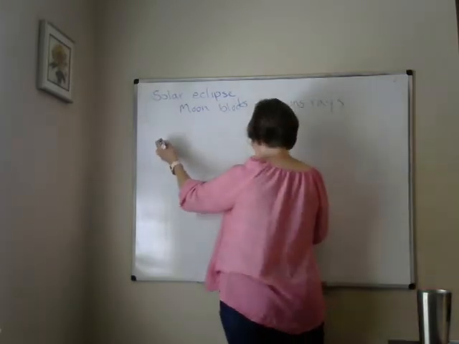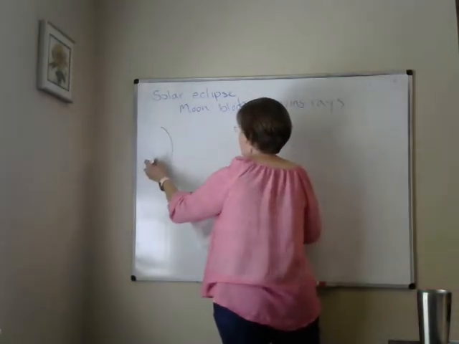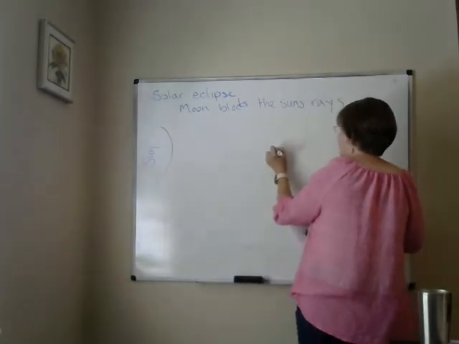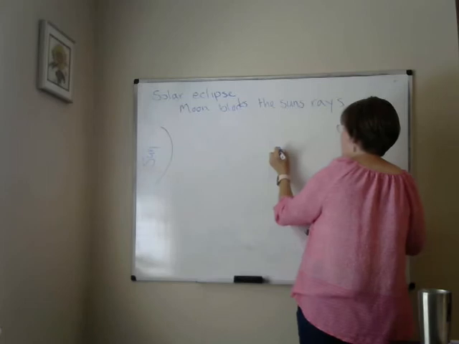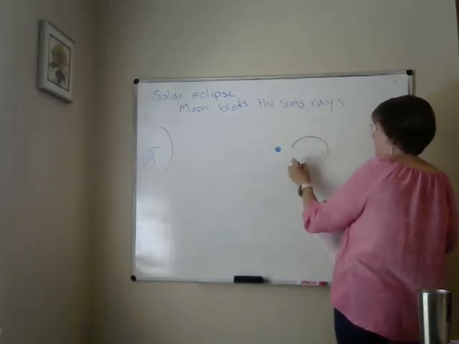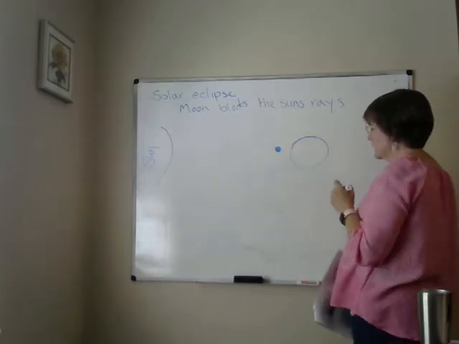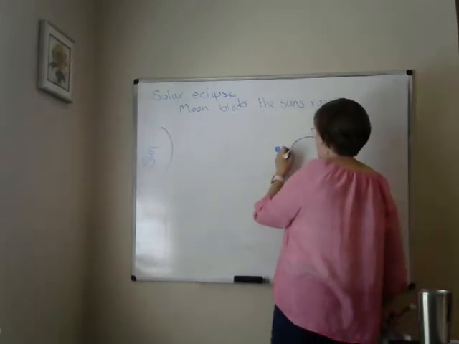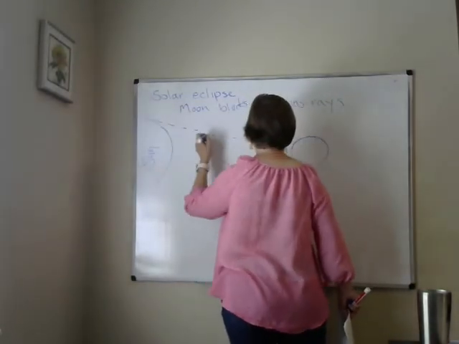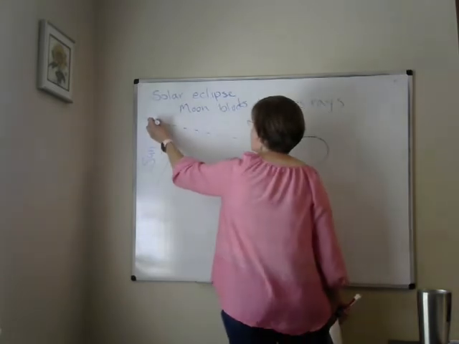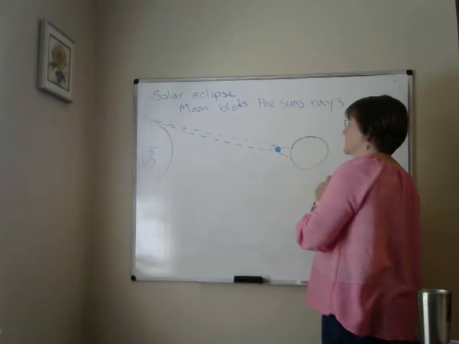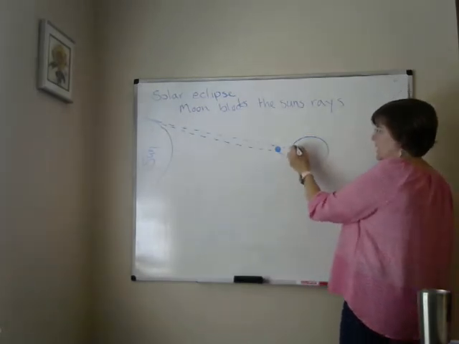So here's the sun. It's way over here. It's huge. And then way over here somewhere, we've got a moon. And we've got the earth. Okay, so how does this work? Well, here's the sun's rays. And from that same point, here's the sun's rays. You can see it's going to create a shadow right here.